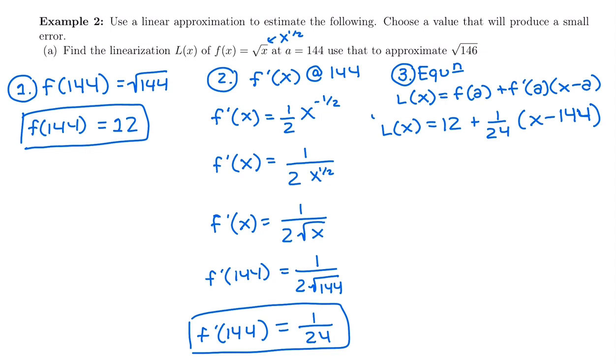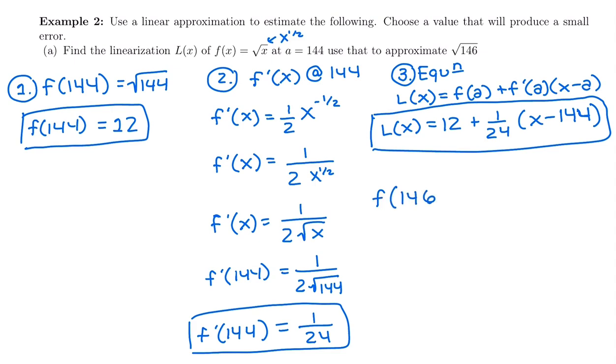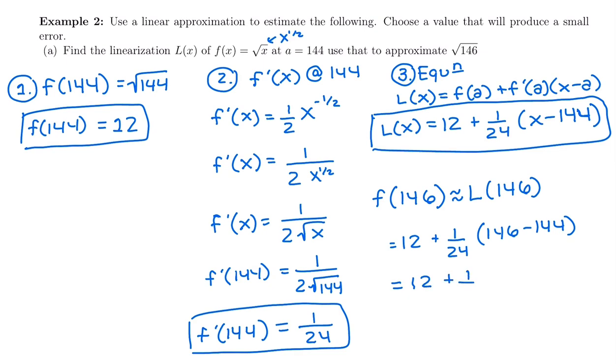And now we're going to use this linear approximation to actually answer the question. So it says find the linearization. That's what we just did. Here's our linearization. And we're going to use it to evaluate this f of 146. It's approximately going to be the same thing as L of 146. So plugging in 146 to this, we get 12 plus 1 over 24 times 146 minus 144. So we have 12 plus 1 over 24 times 2.